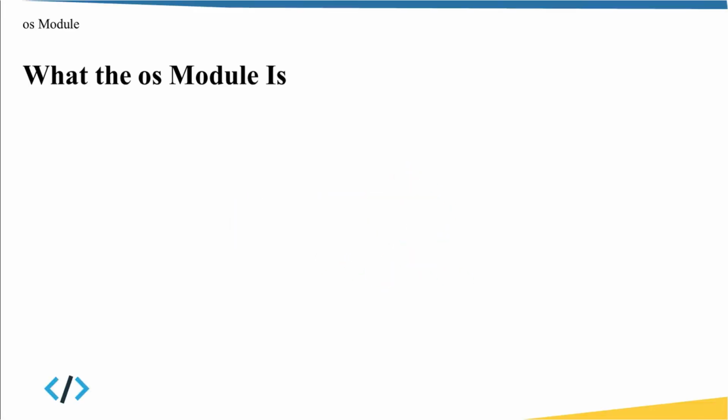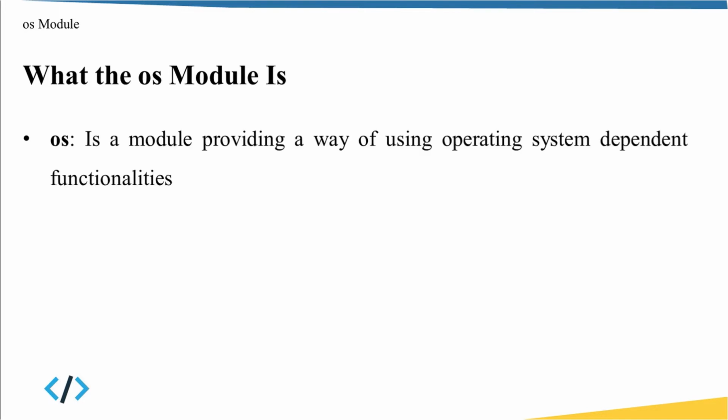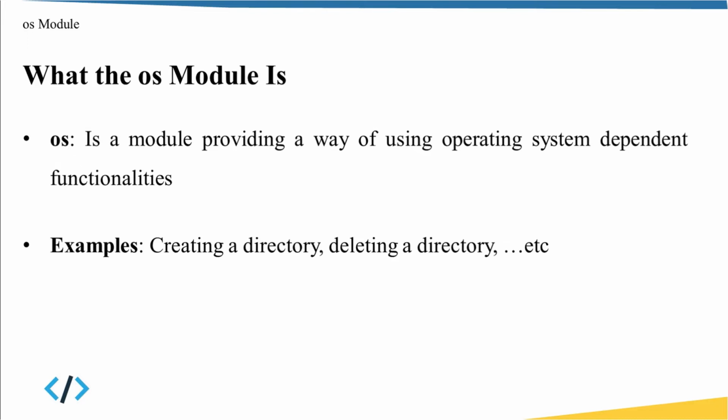First of all, I'm going to define what OS module is. OS is a module providing a way of using operating system dependent functionalities programmatically. There are a lot of OS functionalities, like for example, creating a directory, deleting a directory, and so on. In this lecture, we are going to see how we are able to use these functionalities programmatically using OS module functions. So directly, let me move to PyCharm IDE to show you some examples.